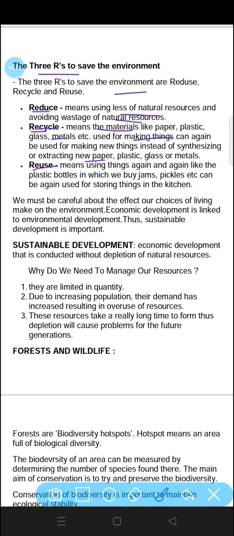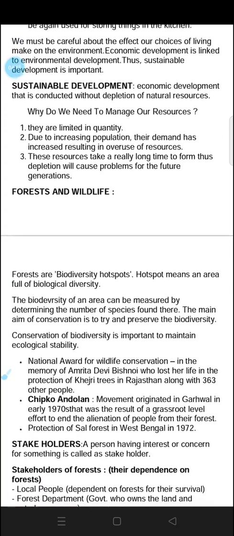Next one is reuse, which means using things again and again, like the plastic bottles in which we buy jam, pickles, etc. We can use them for storing things in the kitchen. So we should use them wisely so that resources do not get depleted, because we are supposed to give these natural resources to our upcoming generations.